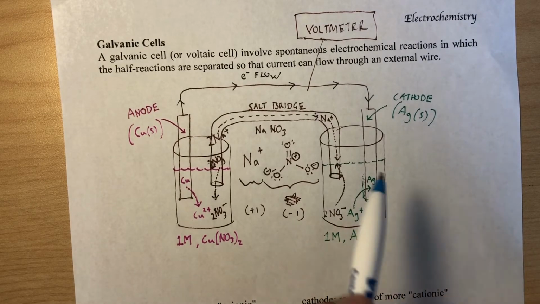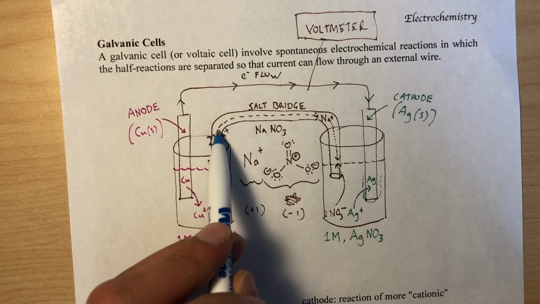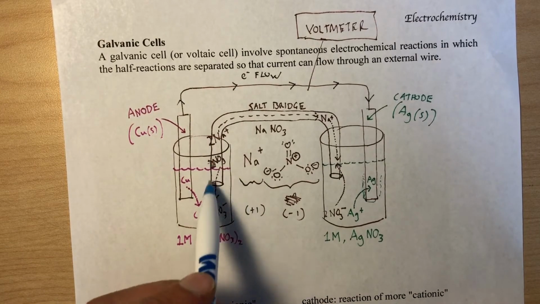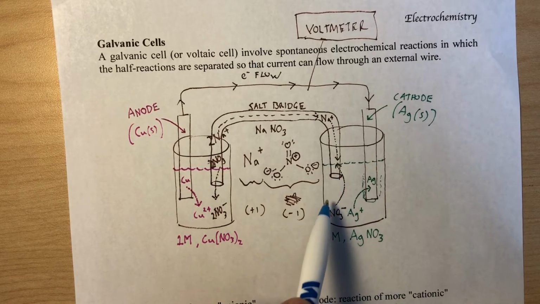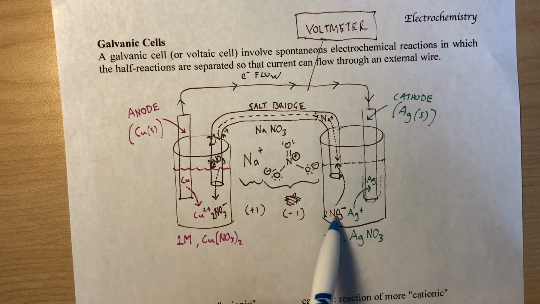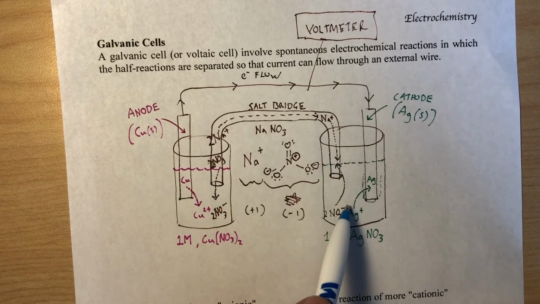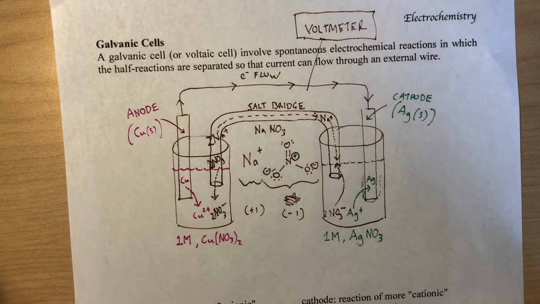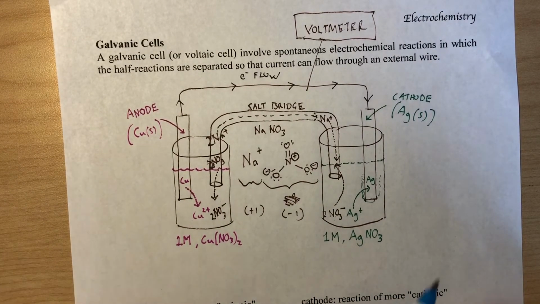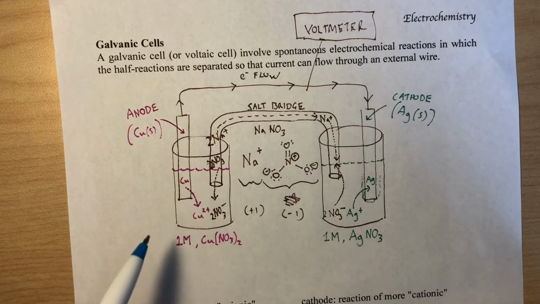So what happens there is the sodium that is left unpaired after nitrate goes and reacts with copper 2+ comes over here and binds with the nitrate that's being left behind as silver gets reduced. So silver gets reduced, it produces a bunch of nitrate in solution, and sodium comes out of the salt bridge to pair with the nitrate to form more sodium nitrate salt. So everything's interconnected and every piece of this must exist.